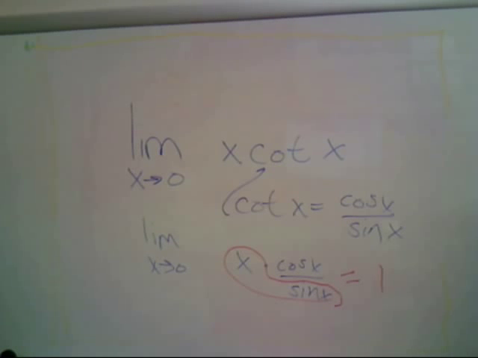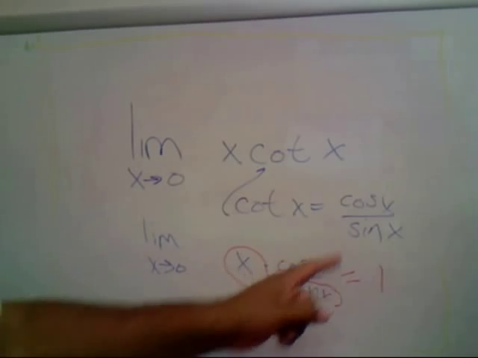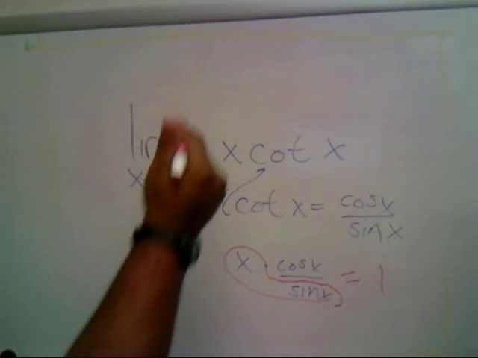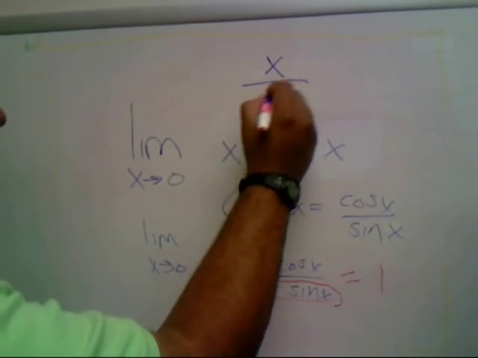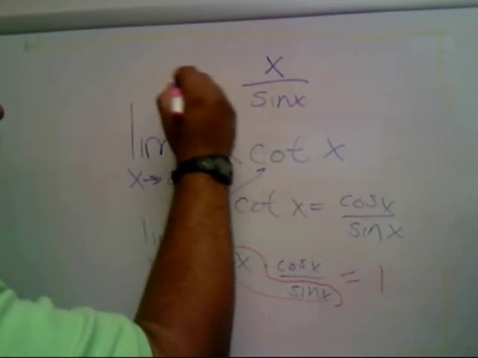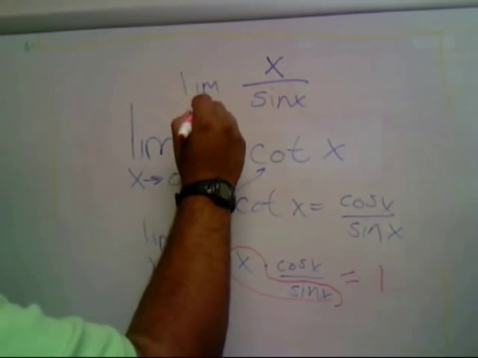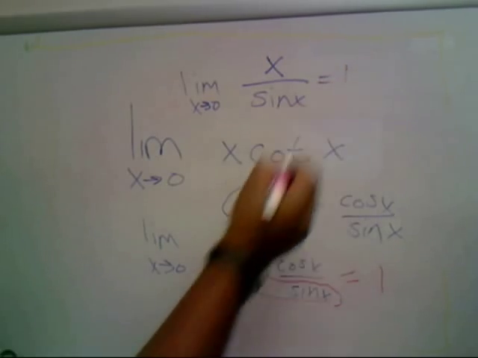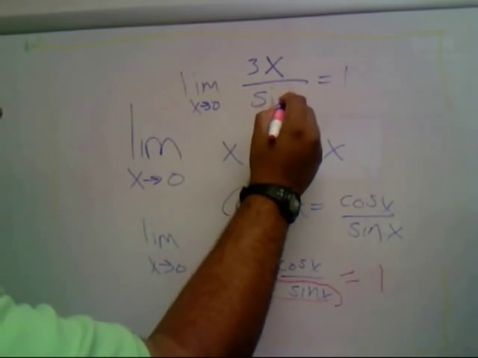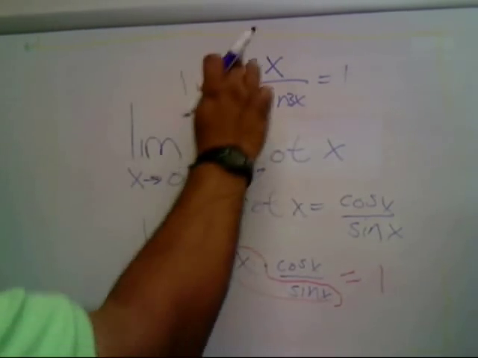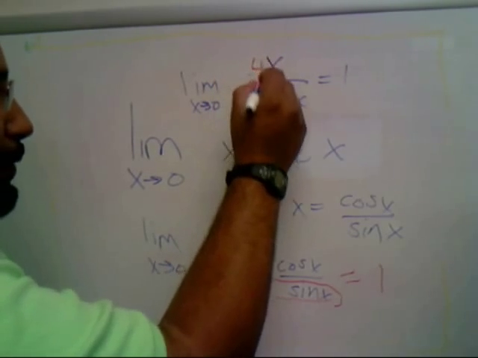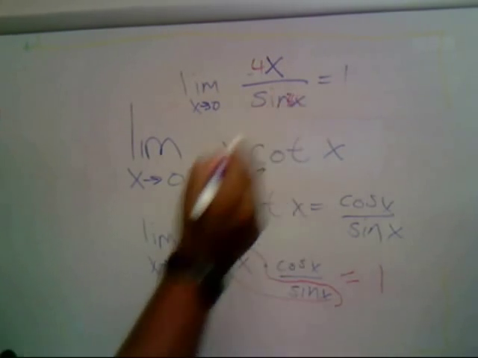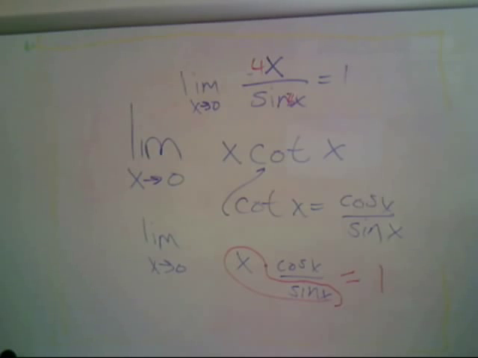But basically, it's always about trying to get it into a form that you know. If you get it in such a way that you have the x on the top and the sine x on the bottom, and the limit is going to 0, well, guess what? That still is equal to 1. If I have a 3x here and a 3x there, that's equal to 1. If I have a 4x here and a 4x here, that's equal to 1. So it's always the same.